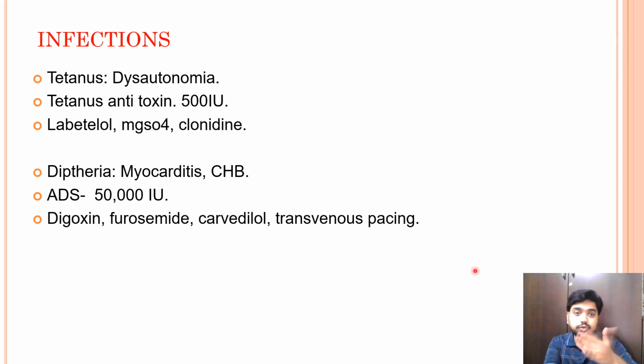And what can you do for dysautonomia? If there is a severe hypertensive crisis, go for labetalol infusions, or you can use magnesium sulfate, or you can use clonidine.